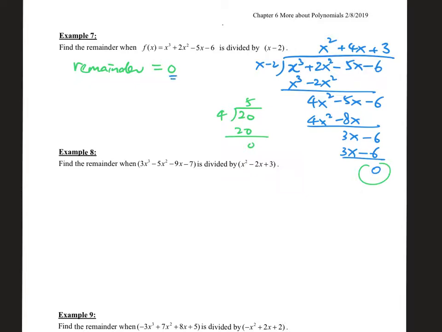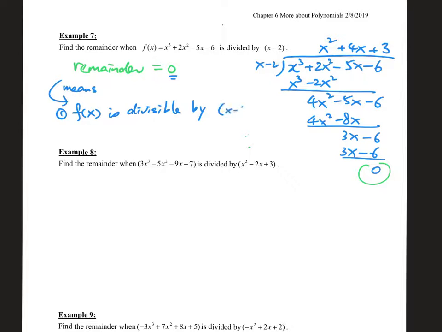When the remainder is 0, there are some other ways to present it. First, we can say f(x), the one being divided, is called divisible by x minus 2, which means the remainder is 0. The other way we can also talk about it is, we can say x minus 2 is a factor of f(x). So take the chance to remember these two words in your mind.